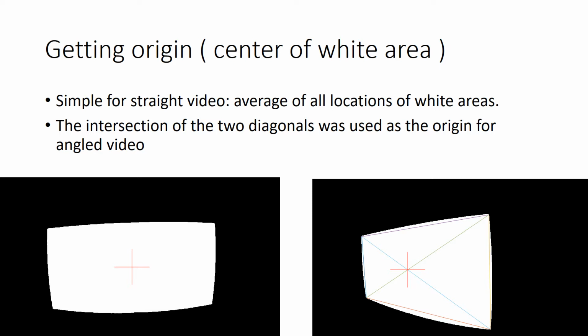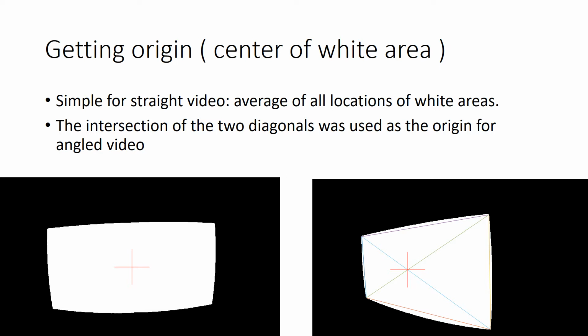It was a bit harder for the angled videos because the whiteness was stronger on one side, and so finding the X and Y average would just pull the origin off more to the stronger side. So to fix this, I used an algorithm to find all the corners of the projector.